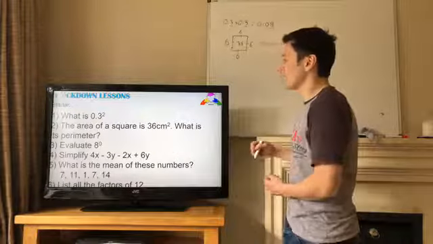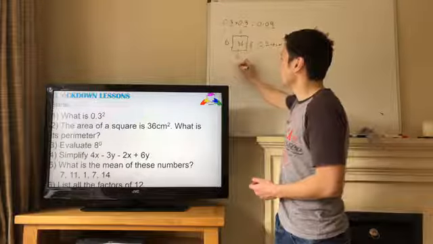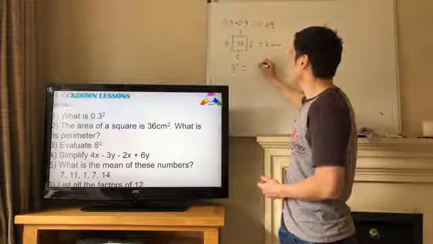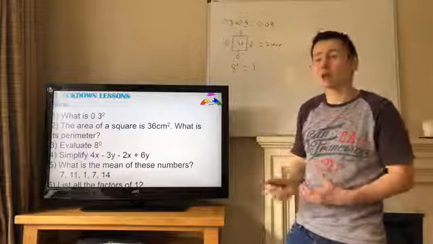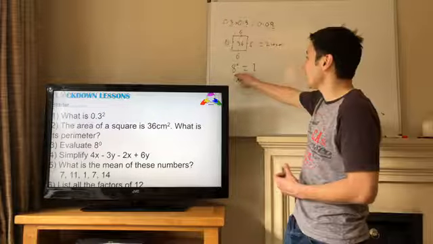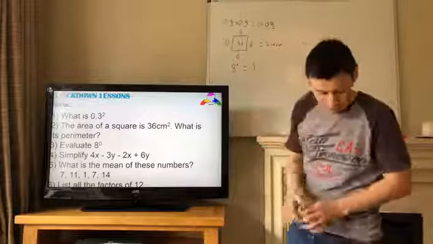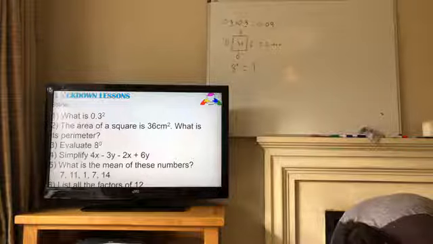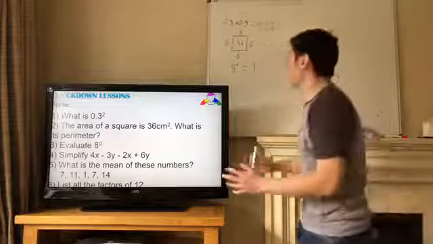Question 3, work out, that's what evaluate means, 8 to the power 0. I'm not going to go through why this is, but anything to the power 0 is always equal to 1. That is just a good one to remember. In a different lesson I might explain that, but all you need to know is anything to the power 0 is always 1. So I had an echo on my computer there.